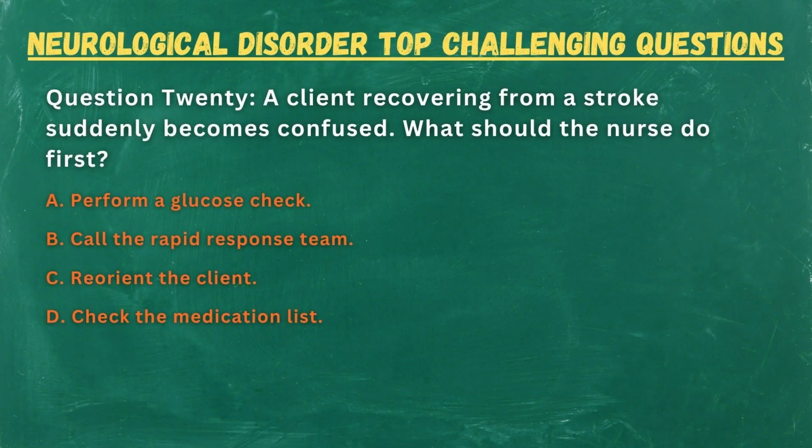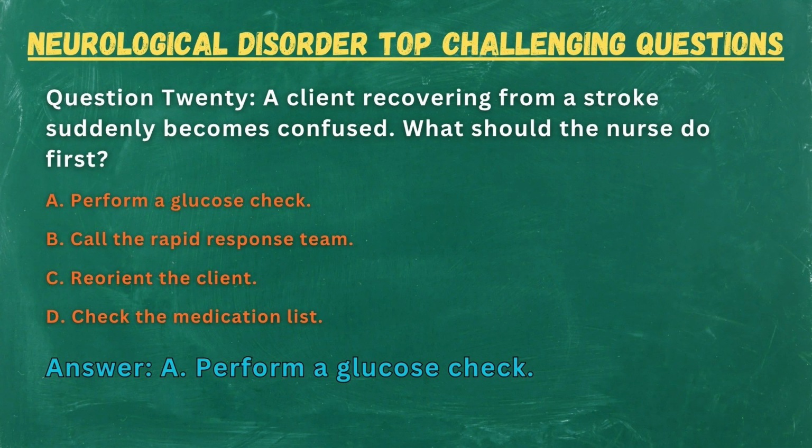Question 20. A client recovering from a stroke suddenly becomes confused. What should the nurse do first? A. Perform a glucose check. B. Call the rapid response team. C. Reorient the client. D. Check the medication list.